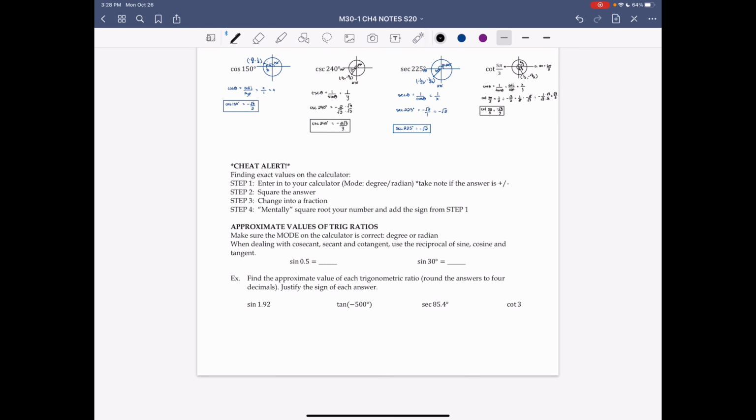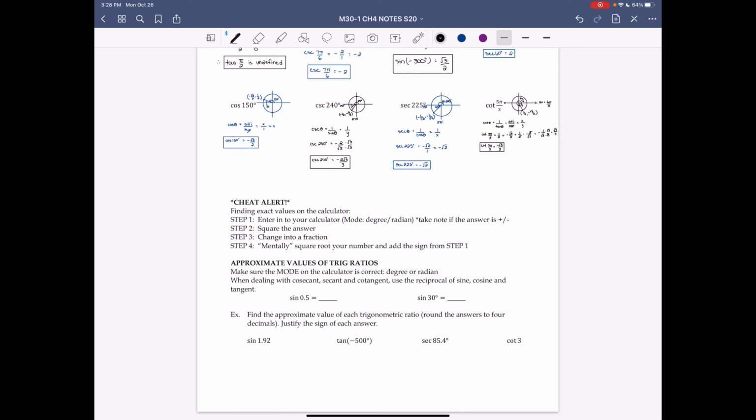Approximate values of trig ratios. We're using our calculator for approximate values. You need to make sure the mode is correct, so you're going to have to switch back and forth between degrees and radians. And then when dealing with cosecant, secant, and cotangent, use the reciprocal of sine, cosine, and tangent.